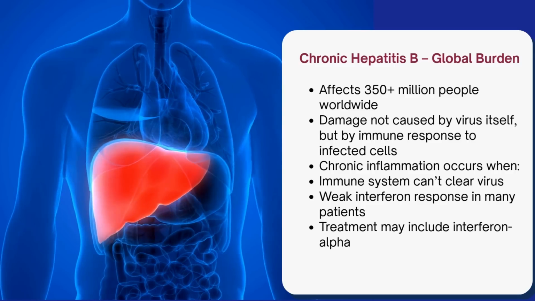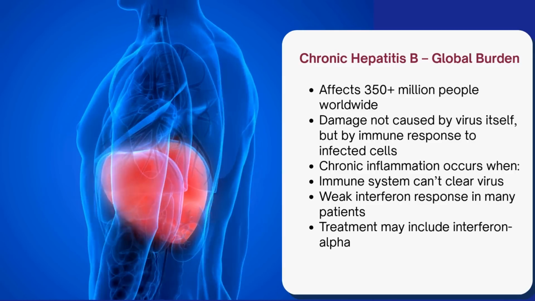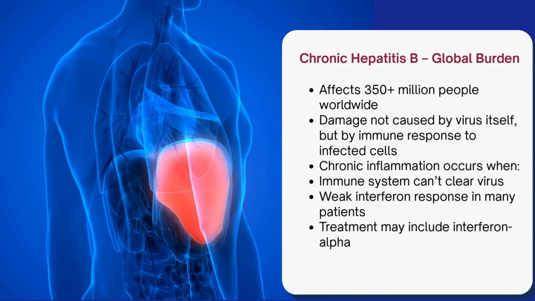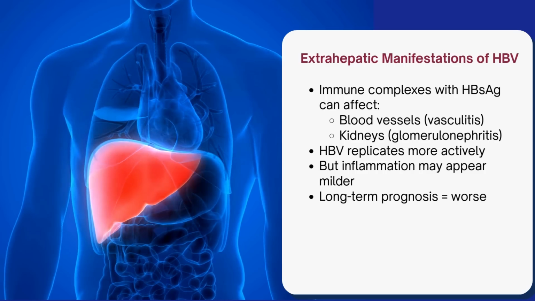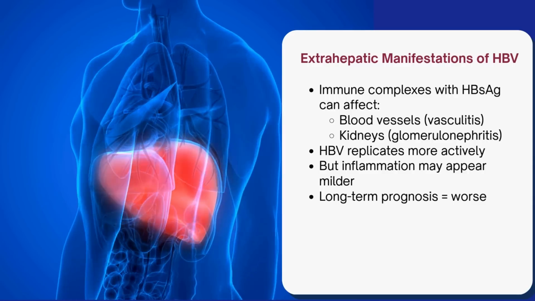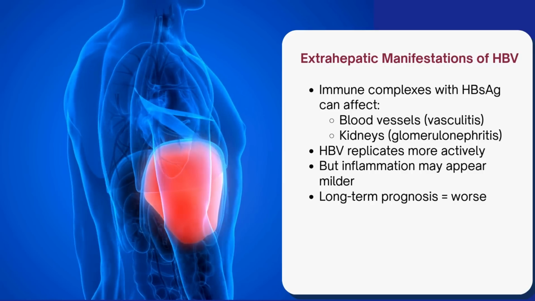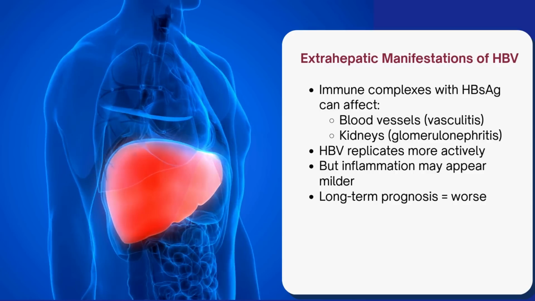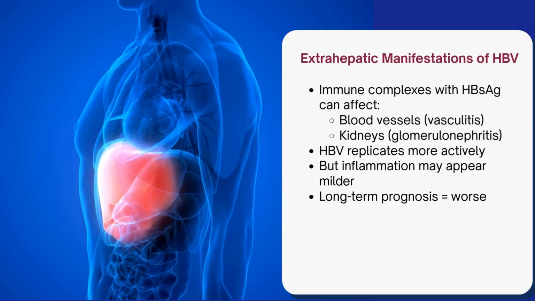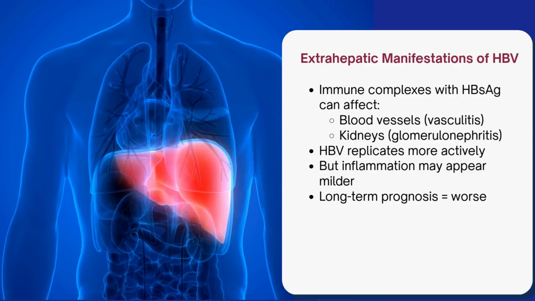Many patients with HBV have a weak interferon response, which is our body's natural antiviral defense. That's why interferon alpha has been used as a treatment option. Sometimes, the immune attack isn't limited to the liver. It can also involve blood vessels or kidneys, due to circulating immune complexes with hepatitis B surface antigen. In patients with HIV co-infection, viral replication is often higher, but inflammation may be less, which unfortunately leads to a worse long-term prognosis.